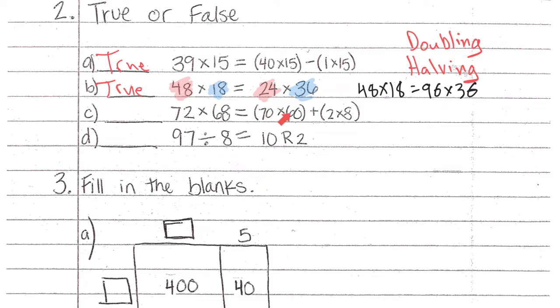70 times 60. 2 times 8. Oh, gosh, you might say to yourself, well, looks like they took the 2 away from 72, because 70 plus 2 is 72. But 68, they broke it into 60 and 8. So wouldn't that be correct? Well, I think we should work it out to see the difference, okay? So I'm actually going to calculate this.